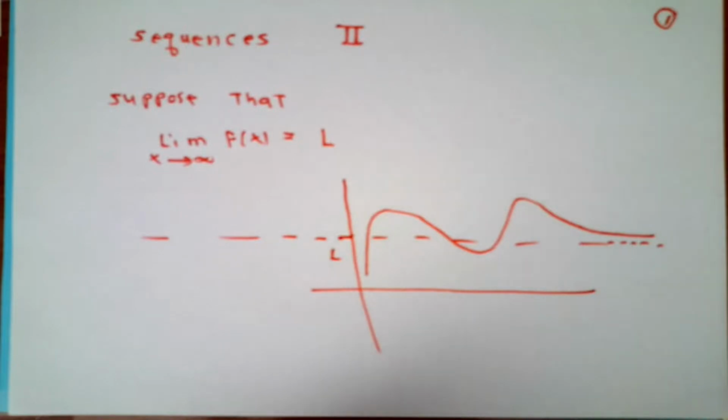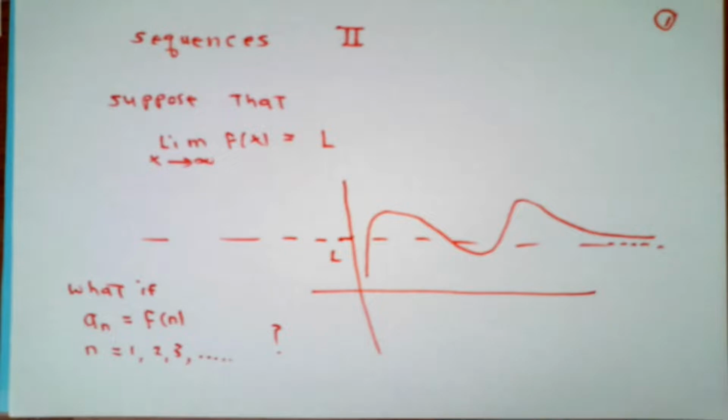By that, what we mean is if you allow the x to become large, then the f of x values must get close to this particular number L, meaning that the y coordinates on the graph of f have to get close to L. If we make a sequence of numbers, a sub n, where n could be 1, 2, 3, and so on, if I choose a sub n to equal f of n, that means that the values of the a sub n numbers are actually values of the f of x numbers.